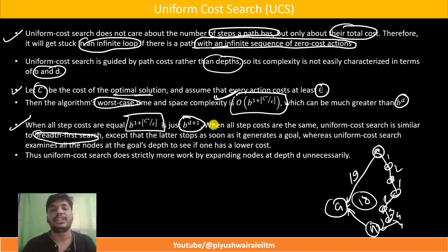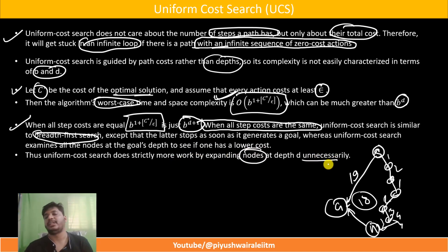What is the condition when UCS equals BFS? When all the step costs are the same. Except that BFS stops as soon as it generates a goal. In the case of BFS, as soon as our algorithm finds the goal state, it will stop searching. But in the case of uniform cost search, it will continue to examine all the nodes at the goal step to see if one has the lowest cost or not, until the frontier is empty. So that is the key difference between BFS and UCS. Thus, uniform cost search does work by expanding nodes at a depth unnecessarily, because the time and space complexity in the worst case will be much greater than BFS and DFS.